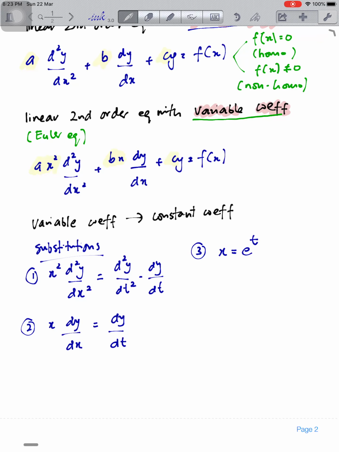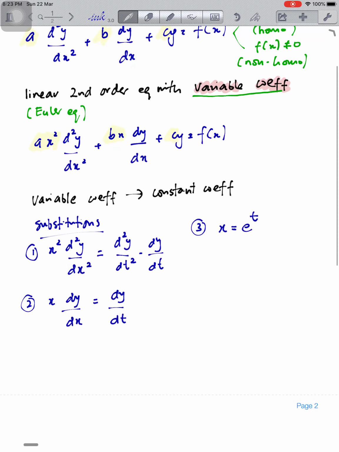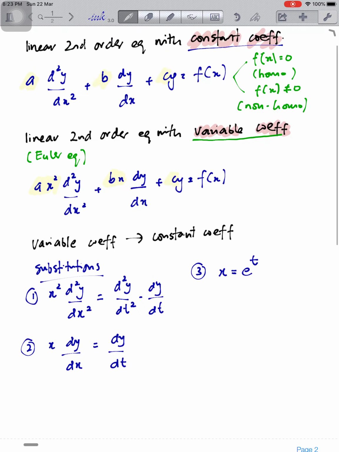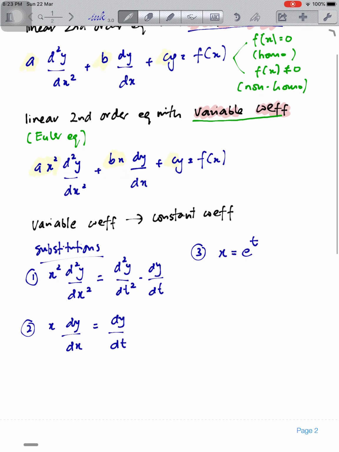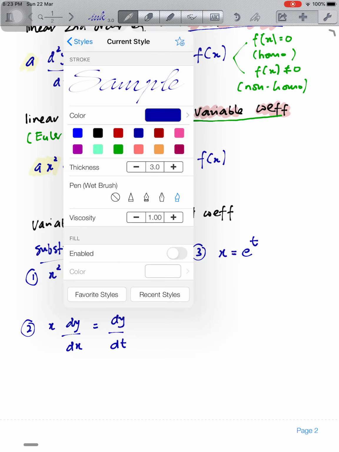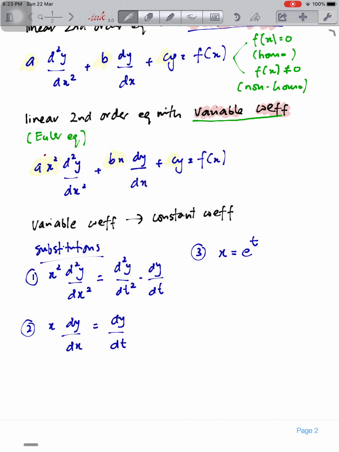So now let's substitute this. I'm going to substitute this into the Euler equation and show you how we use the substitution in order to convert it to a constant coefficient equation. Let's see which parts we're going to substitute. First, we substitute this part right here, which is x squared d square y over dx square. Then we use the second substitution to substitute x dy over dx. And then we also substitute the right hand side of the equation, for which x is now going to be replaced by exponential of t.